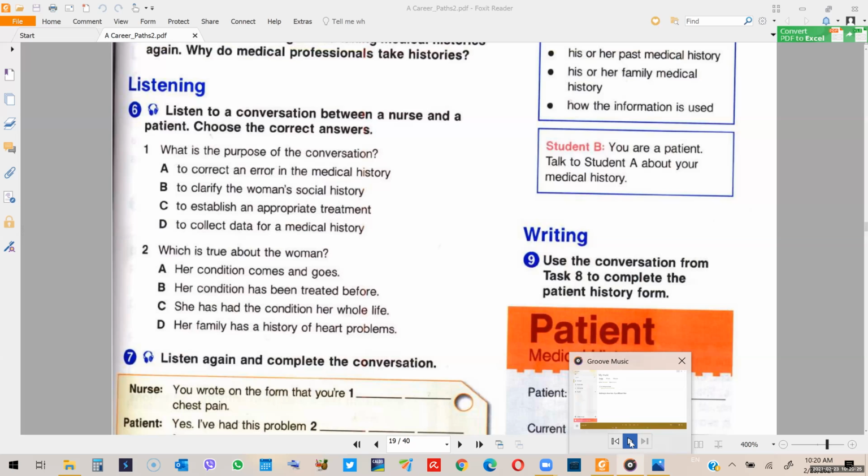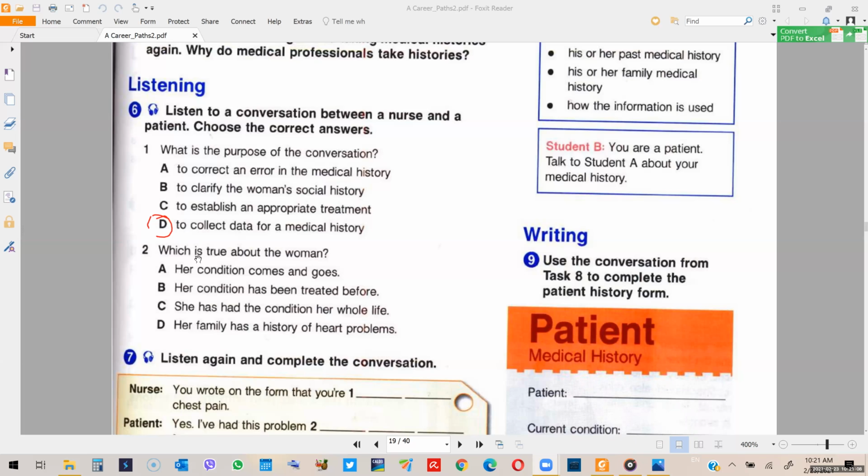So question number 1. What is the answer for question 1? What is the purpose of the conversation? To correct an error in the medical history, to clarify the woman's social history, to establish an appropriate treatment, or to collect data for a medical history. Yes, anyone can answer? Yes, the answer is D. Okay, now let us finish the rest.